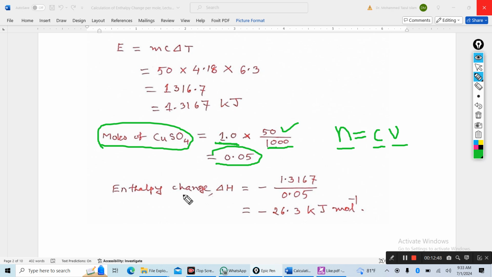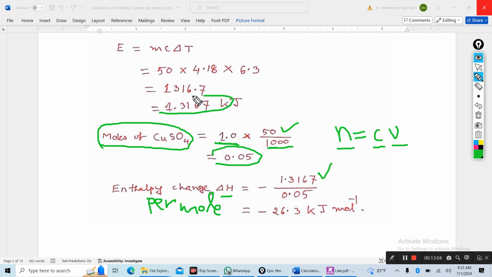Now enthalpy change delta H, this will be per mole. Enthalpy change per mole, delta H, will be the energy transferred, which you calculated already, 1.3167, divided by the number of moles. This answer will be negative because the temperature is increased, so this is an exothermic reaction. You will get negative 26.3 kilojoule per mole. This is also an exothermic reaction.